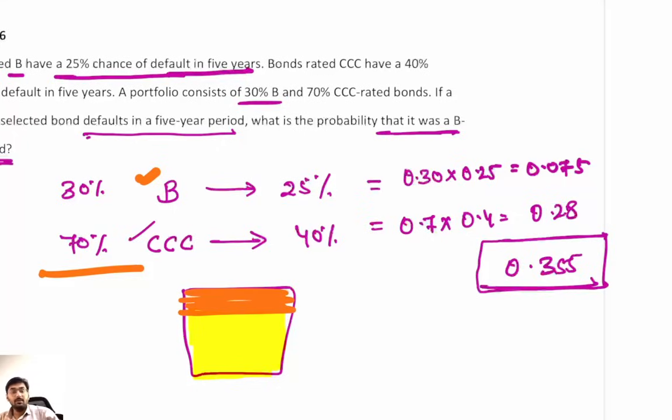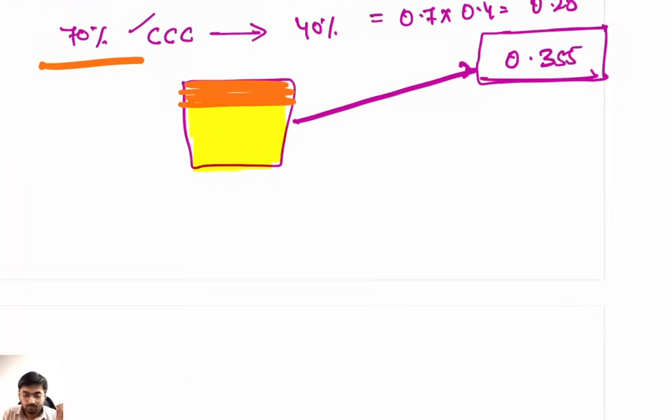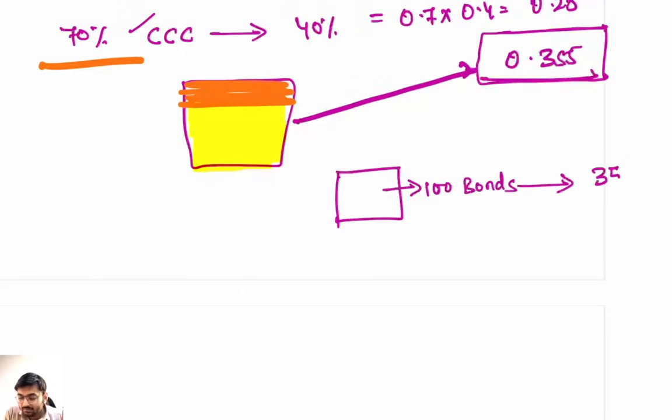Now they are asking me, sir, this is the portfolio. In this portfolio, this is the probability of default. If I pick one, what is the probability that it is B? And now B has both default and non-default. See, in this bucket, suppose there are 100 bonds. Okay, 100 bonds. Out of these 100 bonds, only 35.5 bonds are going to default. Clear?